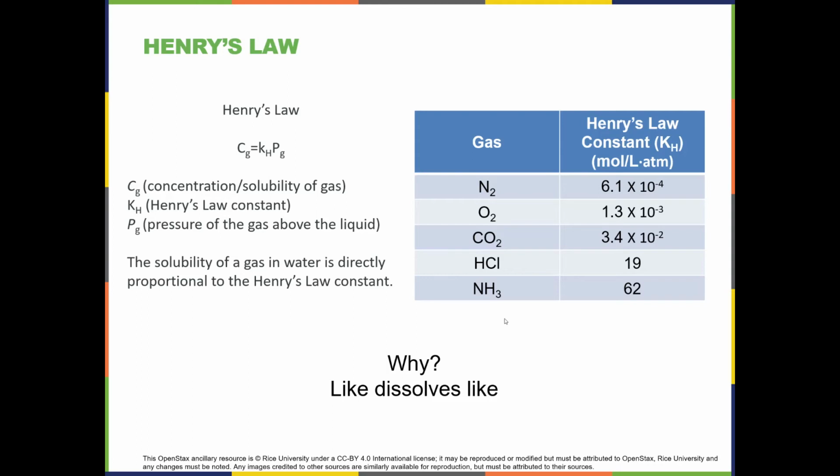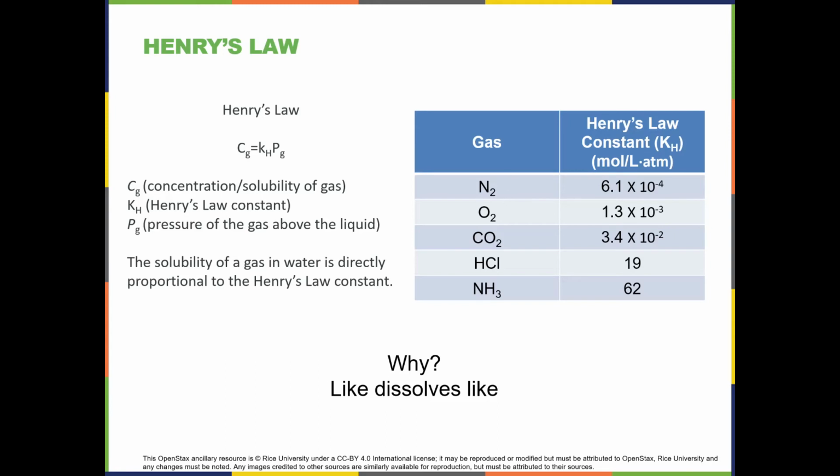Well, why is this? What explains this? What explains this is like dissolves like. Ammonia can hydrogen bond with water, so it's pretty soluble in water. Believe it or not, ammonia is actually a gas at room temperature. The ammonia you buy at the grocery store is actually ammonia dissolved in water. Nitrogen gas is much less soluble because it is completely nonpolar.